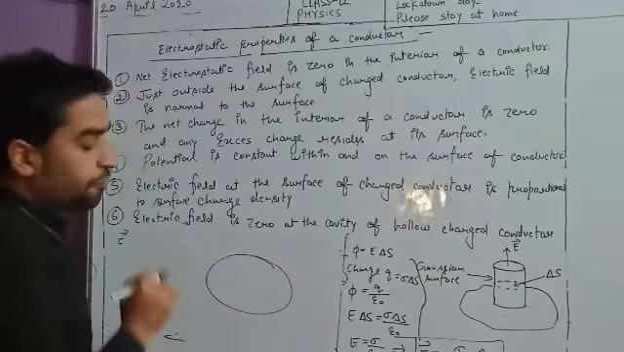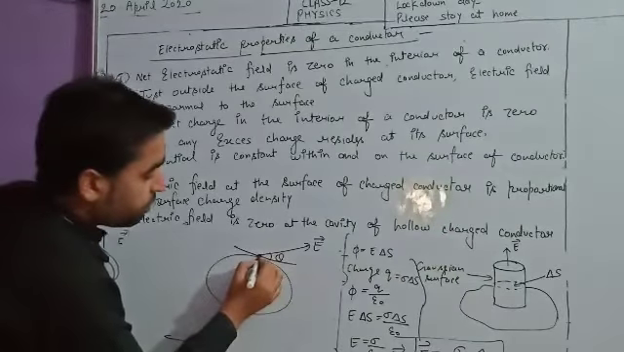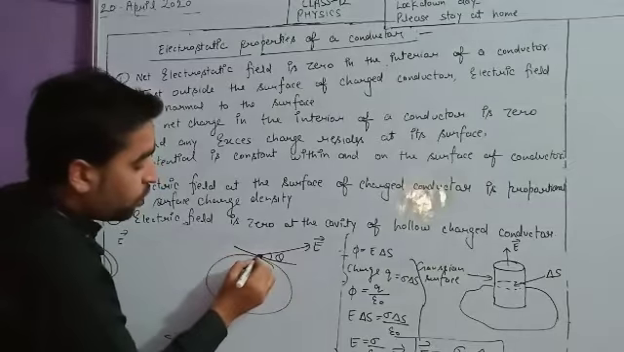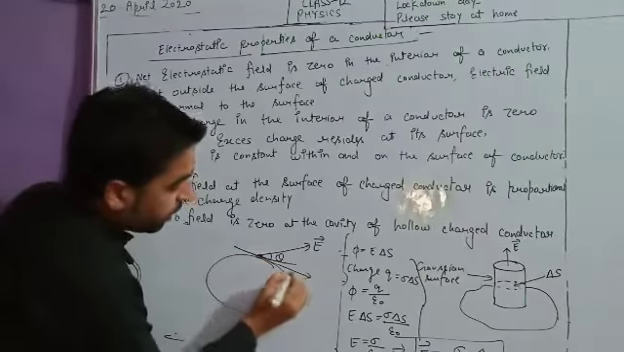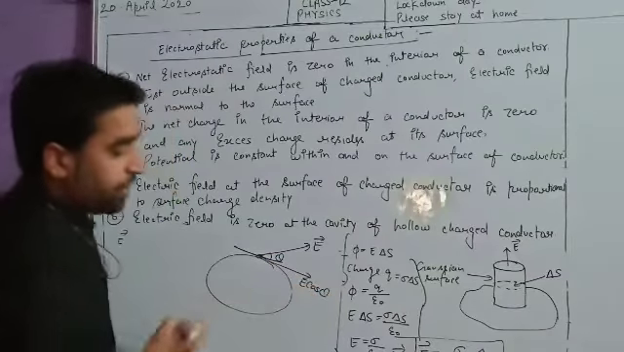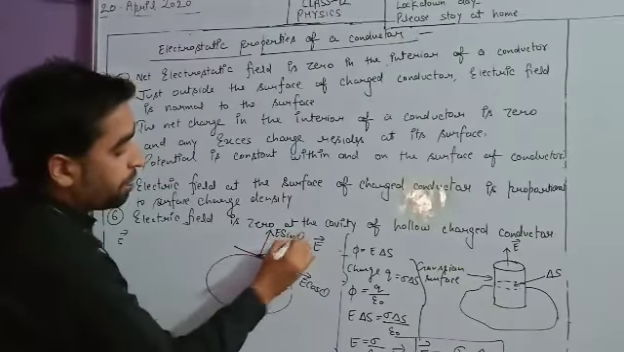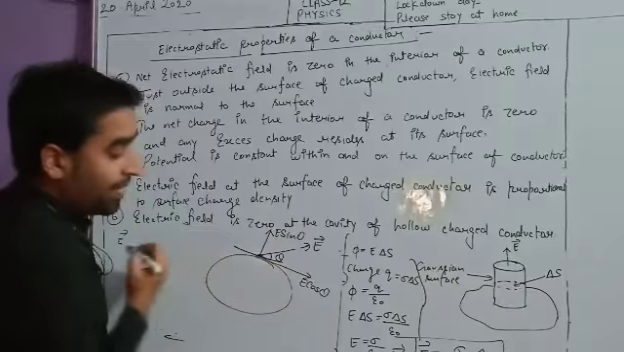We consider that the electric field is going in some random direction, so it makes an angle theta with the surface. We already know that if it makes an angle theta, then it will have two components. One component goes along the surface, which is E cos theta, and the other component, perpendicular to this, is E sin theta.